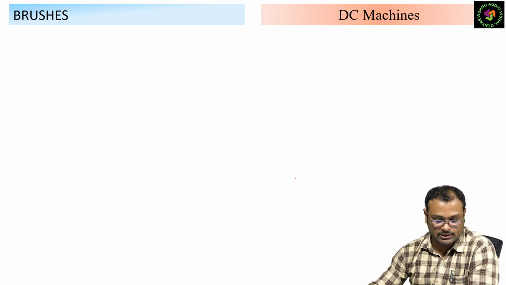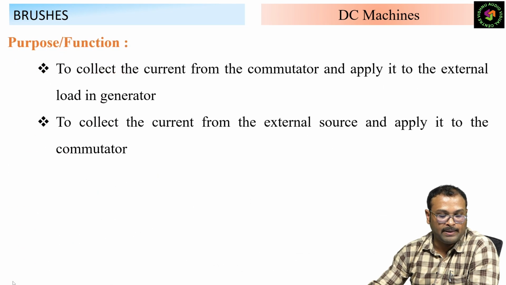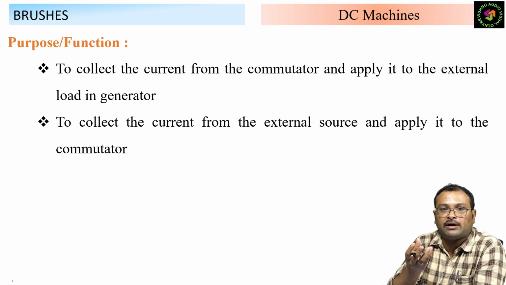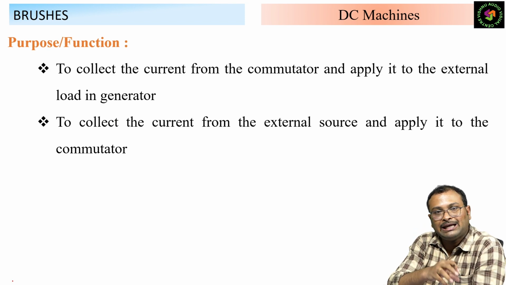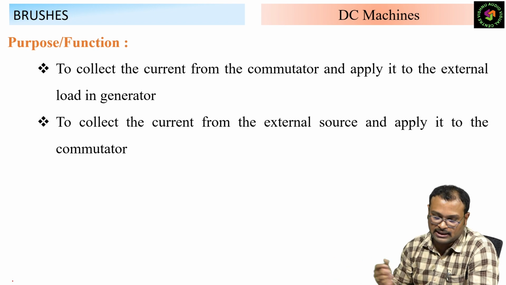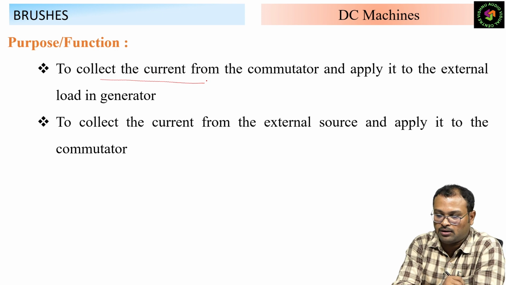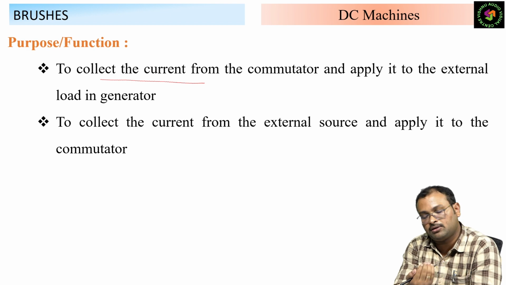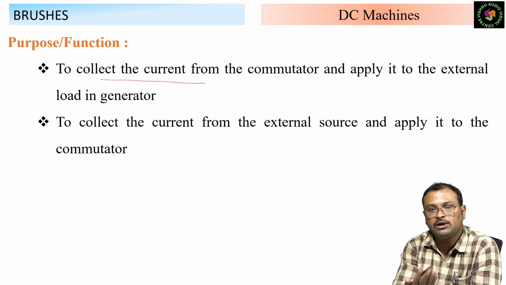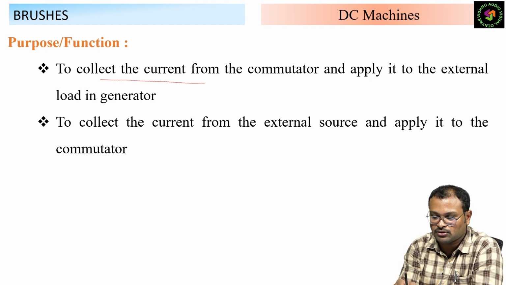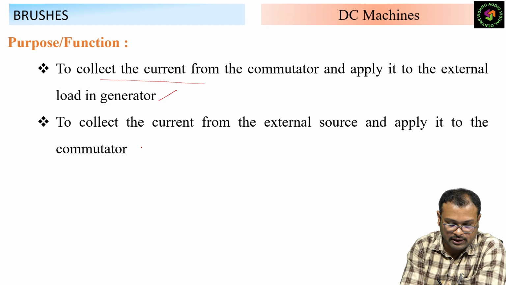So here we will come to the brushes. What is the purpose of these brushes? We already saw that the alternating current coming from the commutator will be taken by the brushes and given to the external circuit. That is the first one. So it will collect the current from the commutator and apply it to the external load in the generator, and similarly in the motor it will collect from the outside and give it to the machine. That is, it collects the current from the external source and applies it to the commutator, in the motor.